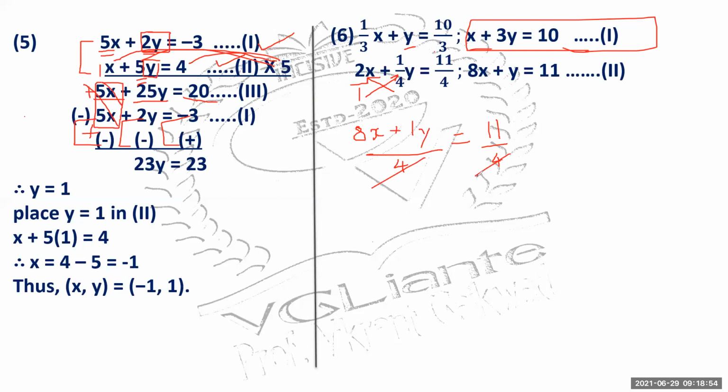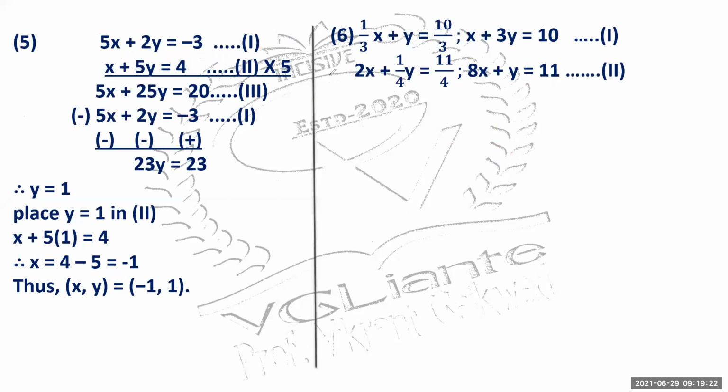When you cancel 4, what are you going to get? You get the equation written as 8x plus y equals 11. This forms equation number 2. Now you'll write both the equations one below the other.